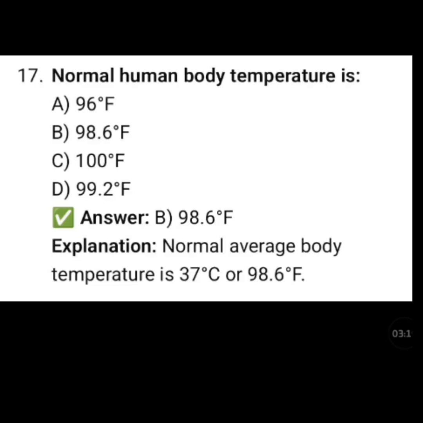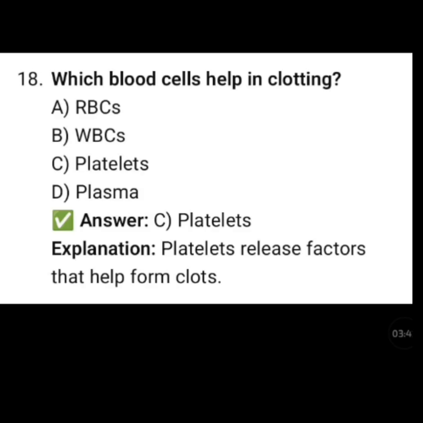Normal human body temperature is: 96 degrees Fahrenheit, 98.6 degrees Fahrenheit, 100 degrees Fahrenheit, 99.2 degrees Fahrenheit. The correct answer is option B, 98.6 degrees Fahrenheit. Normal average body temperature is 37 degrees Celsius, or 98.6 degrees Fahrenheit.